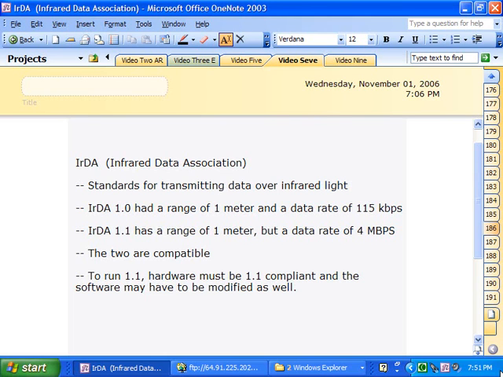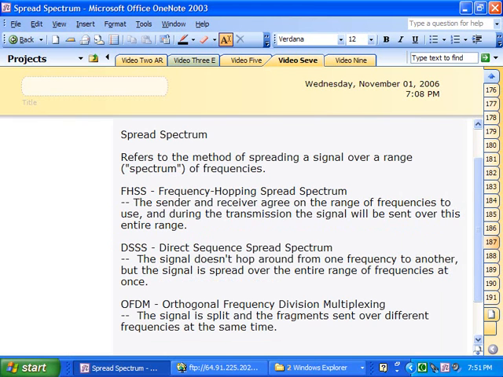And to run 1.1, the IrDA website notes that to even reach or even approach that 4 meg throughput speed, not only does the hardware have to be IrDA 1.1 compliant, but your software might actually have to be modified. That doesn't sound like much fun because it's not, which is another reason infrared is just probably never going to take off. Not the way we thought it would there for a while.